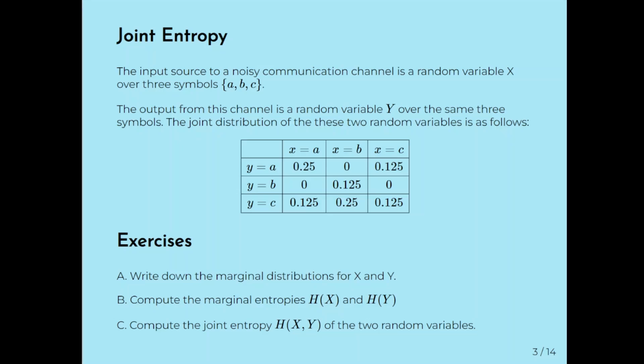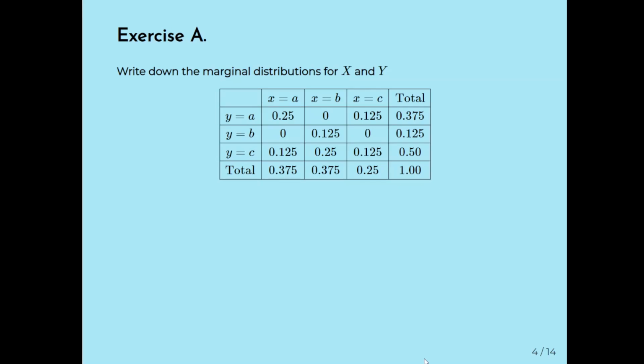So exercise A: we get our table and calculate the row totals and the column totals. Those are the marginal probabilities. The probability that y equals a is 0.25 plus 0 plus 0.125, which gives 0.375. Likewise, the probability that y equals b is 0.125, and the probability that y equals c is 0.125 plus 0.25 plus 0.125, which is 0.50. Those are the row totals, and the column totals are the same.